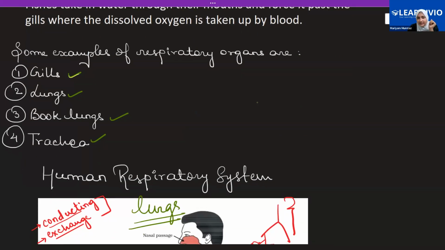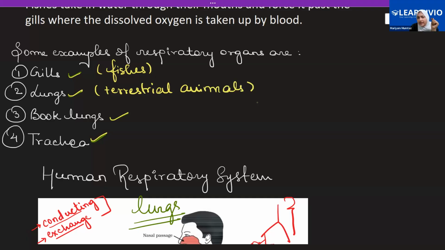Now let us see the examples of the respiratory organs. So there are gills, lungs, book lungs, and trachea. Gills are mostly found in the fishes. Lungs are mostly found in the terrestrial animals. Book lungs are mostly found in animals such as the scorpions. And the trachea is mostly found in the insects. So different animals have different breathing organs.